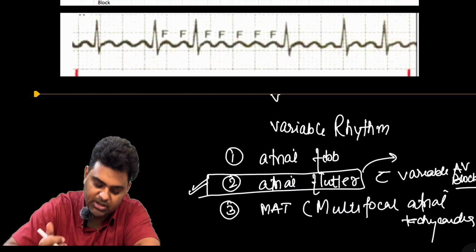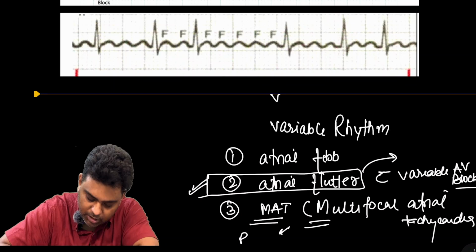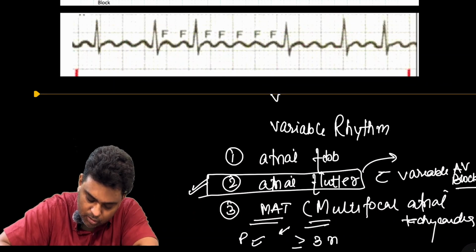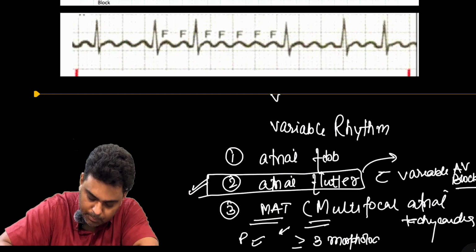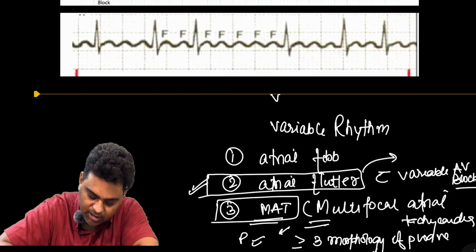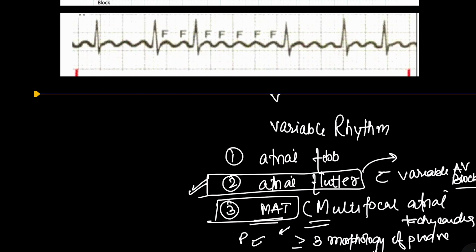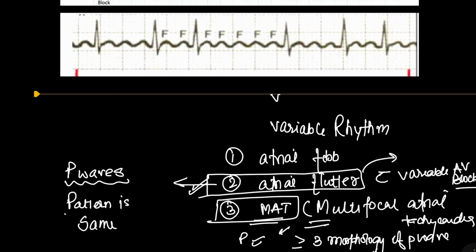So how to differentiate? Please remember, in multifocal atrial tachycardia, you will get P waves, and there are more than or equal to 3 morphologies of P wave. This is the first point. These P waves will have different morphology, more than 3. In atrial flutter, you will also get P waves, but please remember, the pattern is always the same. You have to remember this point. What is the pattern?